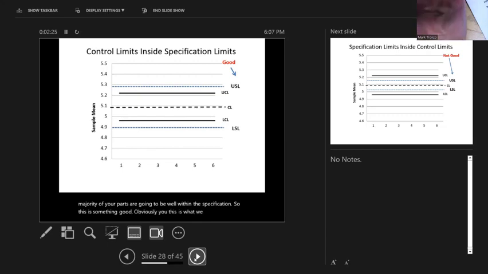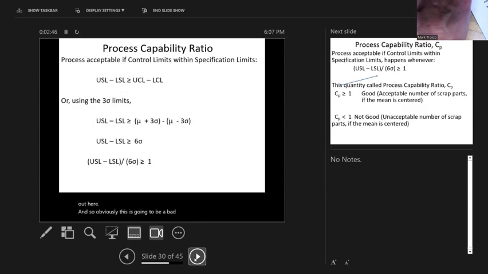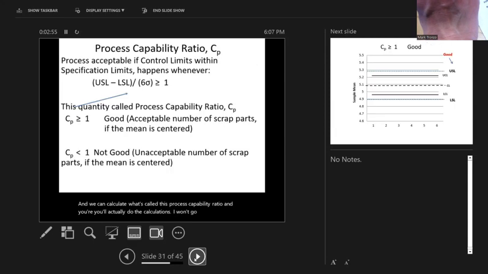What's bad, of course, is if it's the other way around. If these are the dimensions we're trying to make our part according to, but our upper control limit and lower control limit are outside these, then we're going to have a lot of bad parts out here. And so obviously this is going to be a bad situation. And we can calculate what's called the process capability ratio. Again, you'll actually do the calculations, so I won't go through them here.